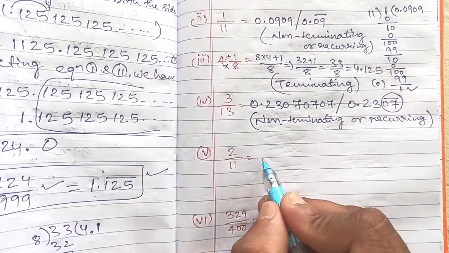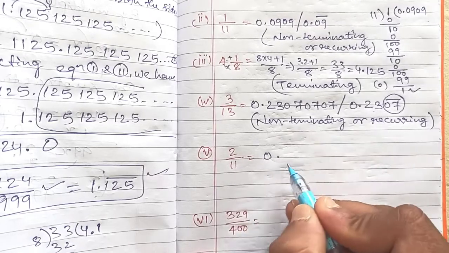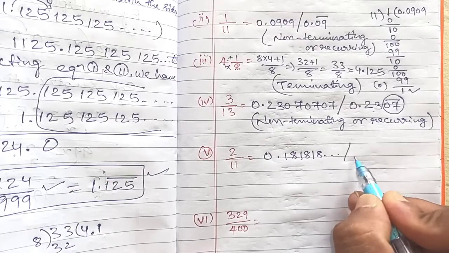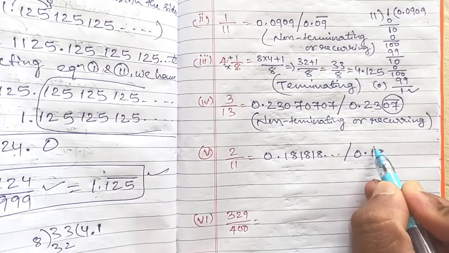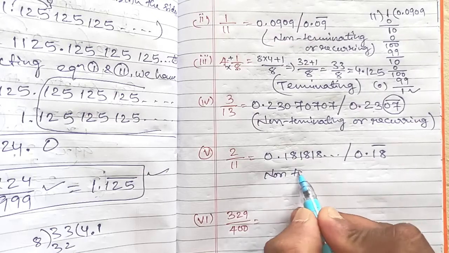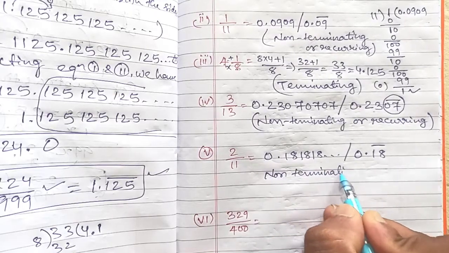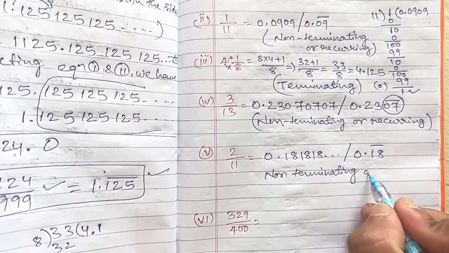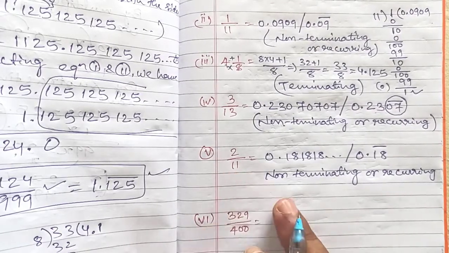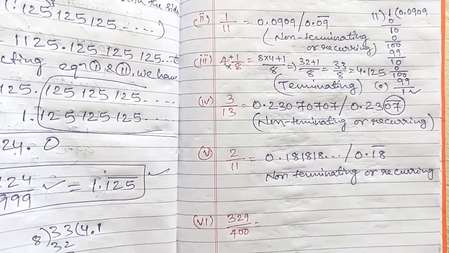The decimal expansion for 2 by 11 is 0.181818 dotted or 0.18 bar. That means what kind of decimal it is? Non-terminating or recurring. So this decimal expansion is a non-terminating or recurring decimal.